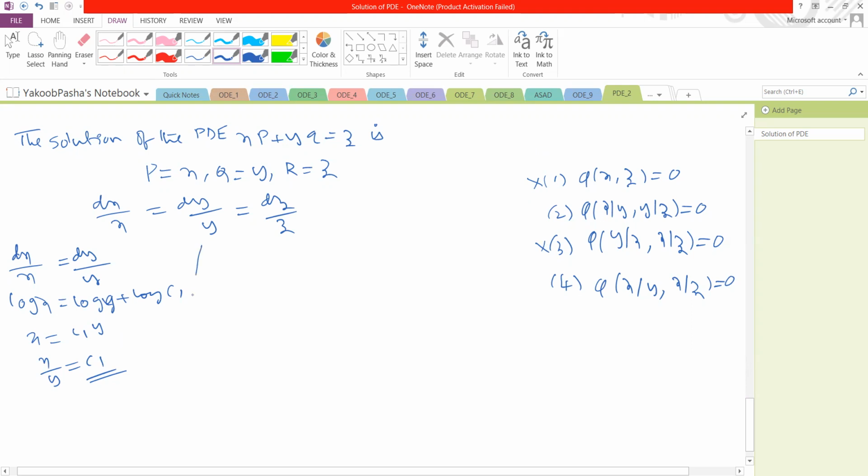You can choose another curve. Another curve we consider, that is dy by y is equal to dz by z. Now integration, we get log y is equal to log z plus arbitrary constant log c2. So y is equal to c2 z, that is y by z is equal to c2. Okay, x by y, y by z.